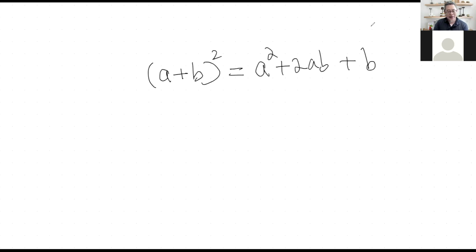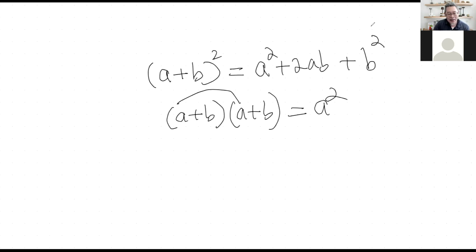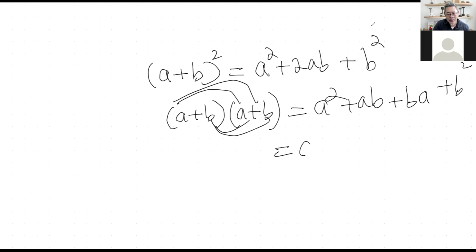Okay. Yeah, this is something we learned: a plus b squared, called square of a sum, equals a squared plus 2ab plus b squared. So if you're not sure, you can always just work it out. Now you can see this is a squared, and this times that is ab, then this times that is ba, which is the same as ab, then lastly, this times that is b squared. So we got a squared plus 2ab plus b squared.